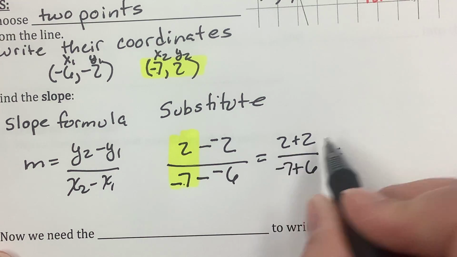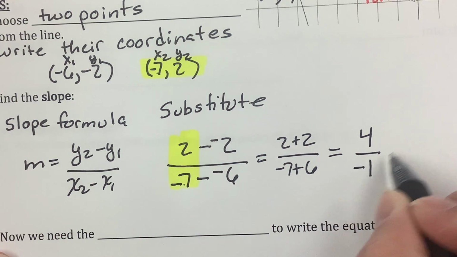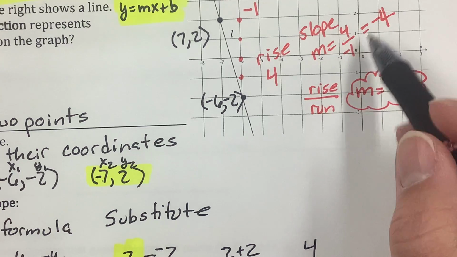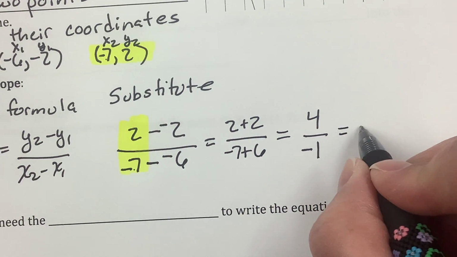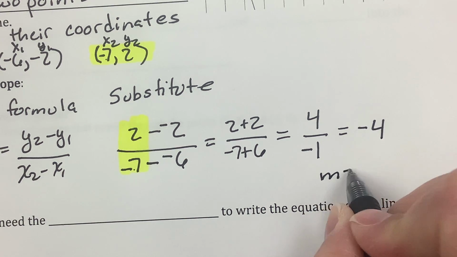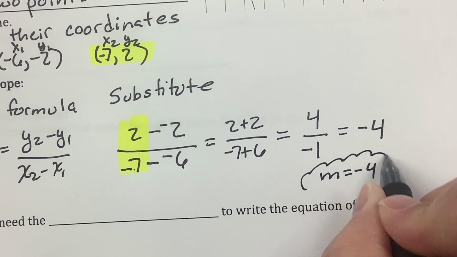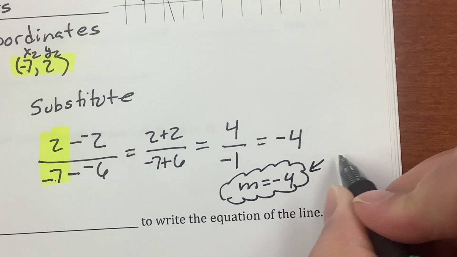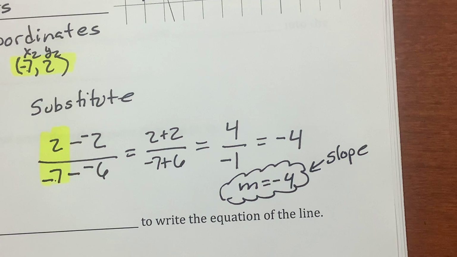Okay, 2 plus 2 is 4. 7 plus 6 is 13. So 4 divided by 13 is the slope. That's my slope. I'm actually going to label that and write the word slope. There we go. That's the slope, -4.